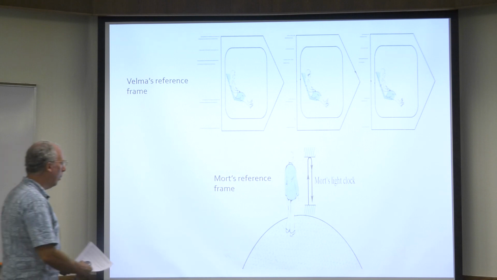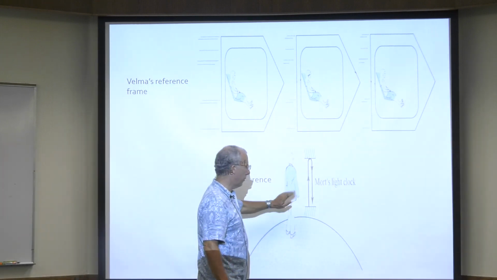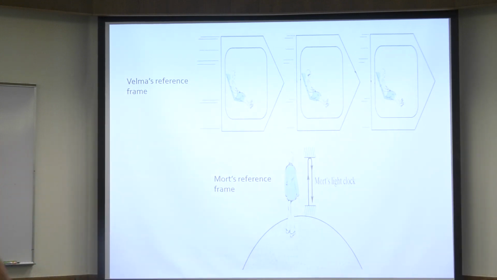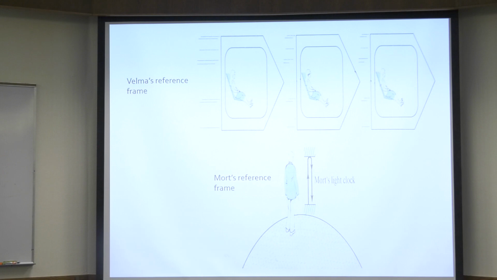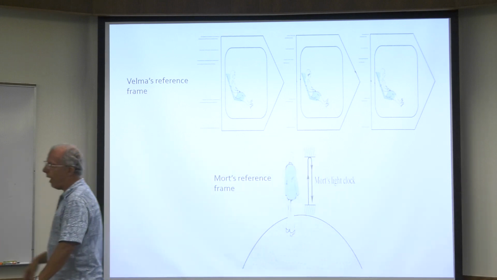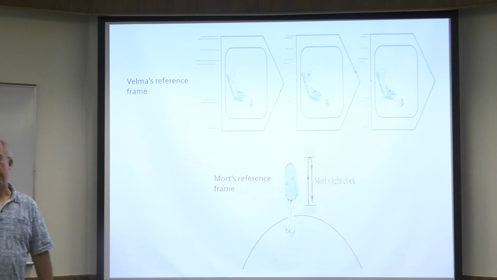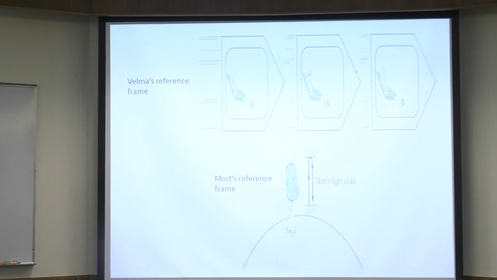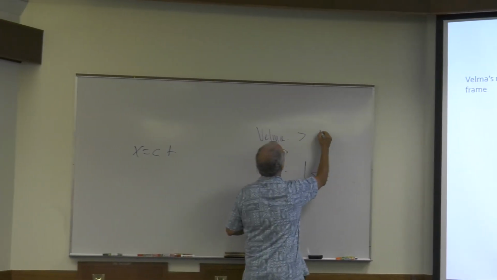Now we're going to concentrate on Mort's clock. So here's Mort's reference frame, up and back. Mort says 1 second, and he's right. But what does Velma see now? She's the one zipping by, so she's going to see this thing again. Velma's going to say, well, it's traveling further than 300,000 kilometers. Speed of light is speed of light, so the time has to be longer than 1 second. So Velma's going to say more than 1 second.